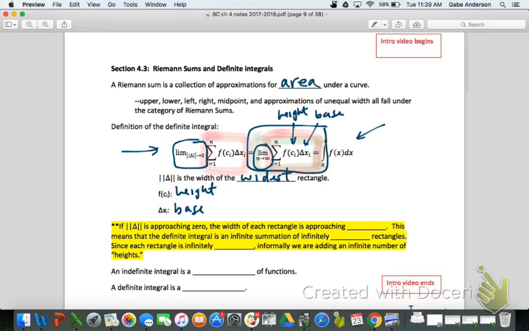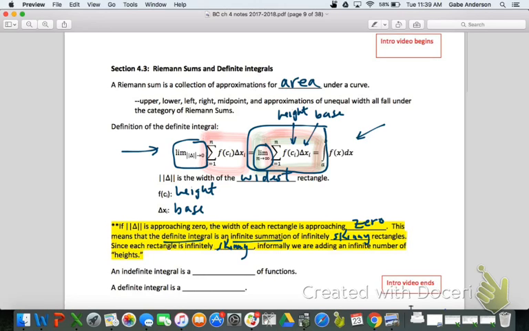Okay, so we'll fill in some blanks here. If that widest rectangle is approaching 0, the width of each rectangle is approaching 0, this means that the definite integral is an infinite summation of infinitely skinny, or narrow, rectangles. So this is pretty important. The definite integral is an infinite summation of infinitely skinny items. Since each rectangle is infinitely skinny, informally we are adding an infinite number of heights, right? They're just 1 point wide.